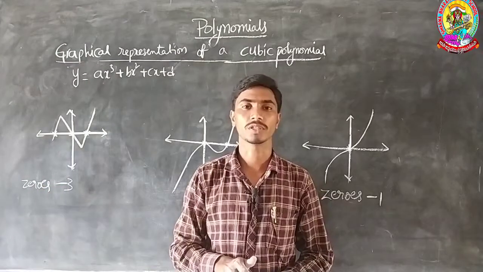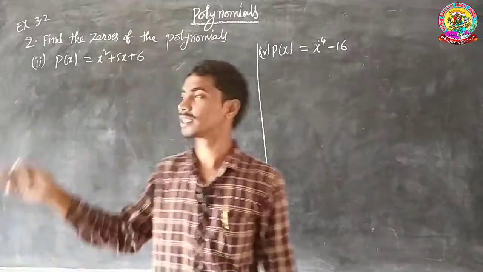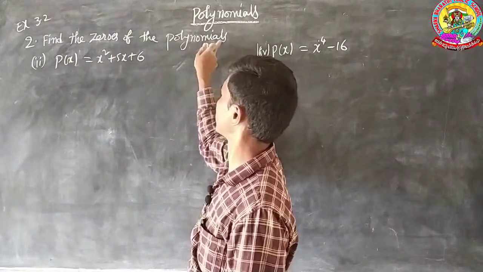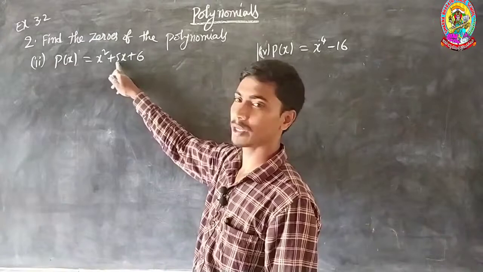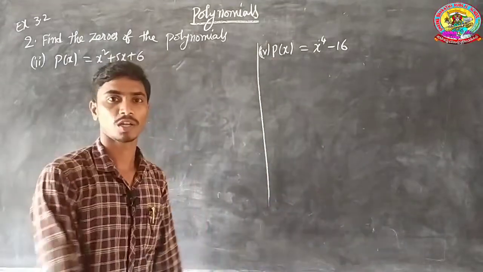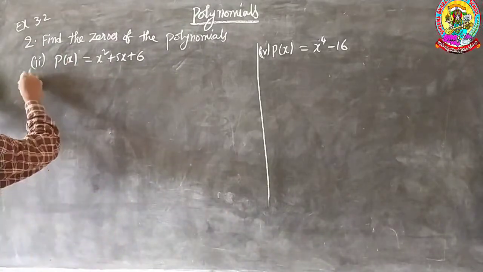So now we shall solve some sums from exercise 3.2. From exercise 3.2, the second one: find the zeros of the polynomials. Second one is p of x is equal to x square plus 5x plus 6. So this is the given polynomial. Now we shall solve this sum.